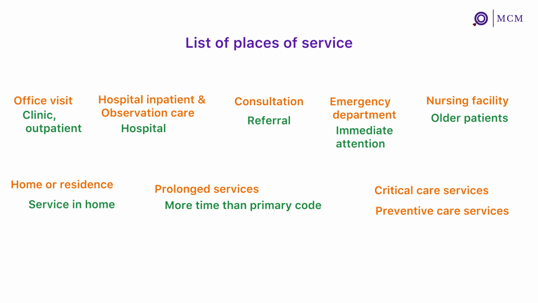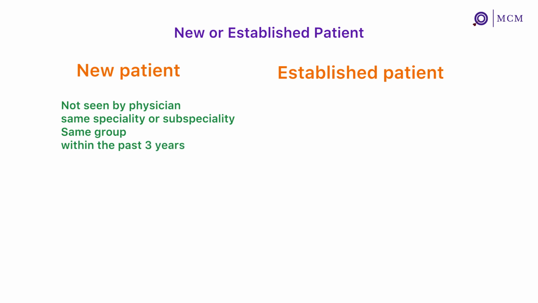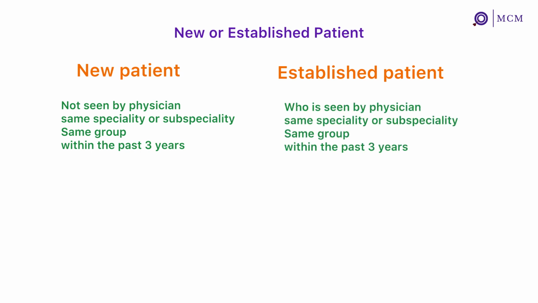After place of service, next comes the new or established patient. We need to determine whether the patient is a new patient or an established patient. How will you determine? Let's see. A new patient is a patient who has not been seen by a physician of the same specialty or subspecialty of the same group within the past 3 years. An established patient is one who has been seen by a physician of the same specialty or subspecialty within the same group in the past 3 years.